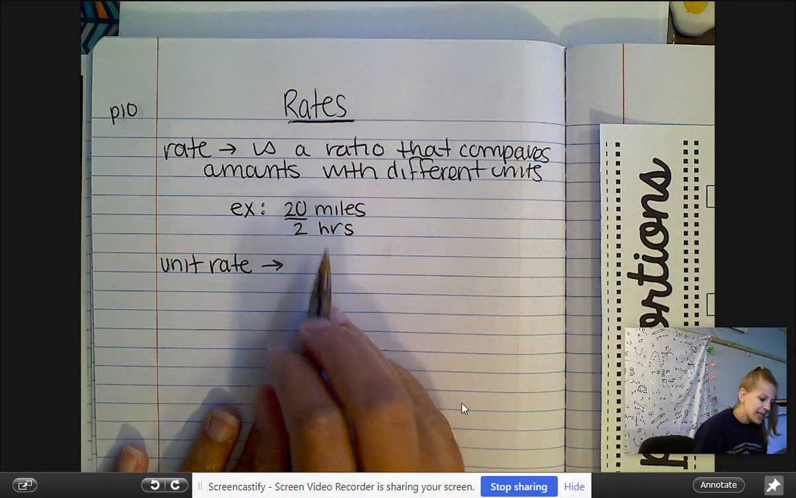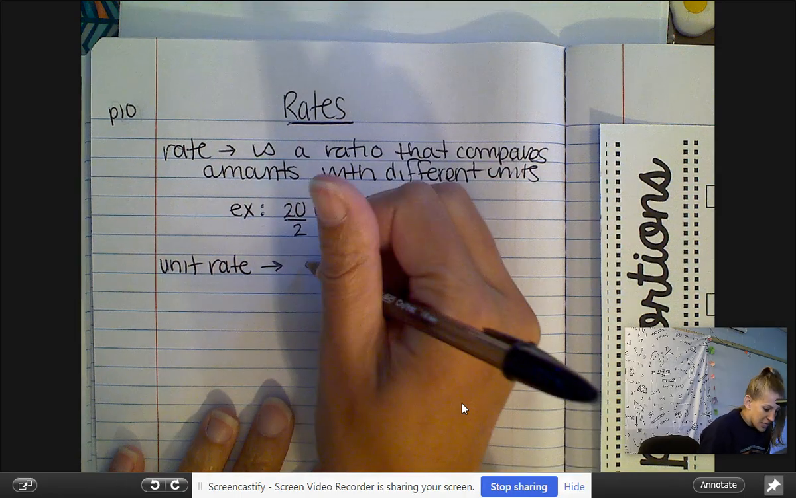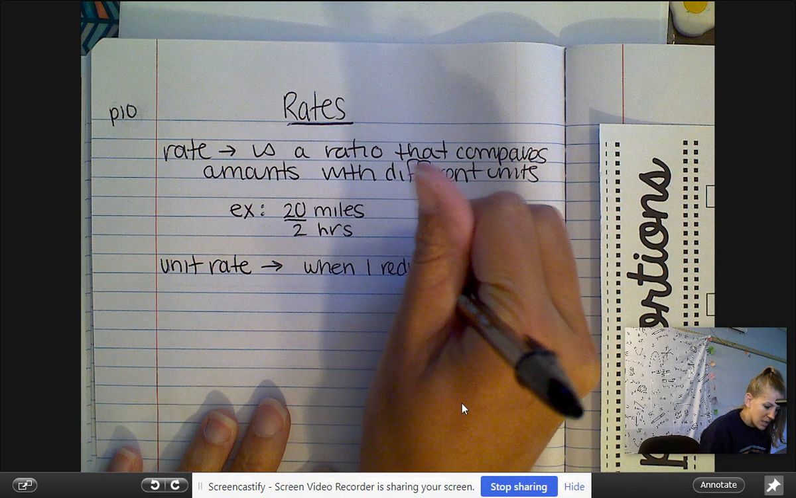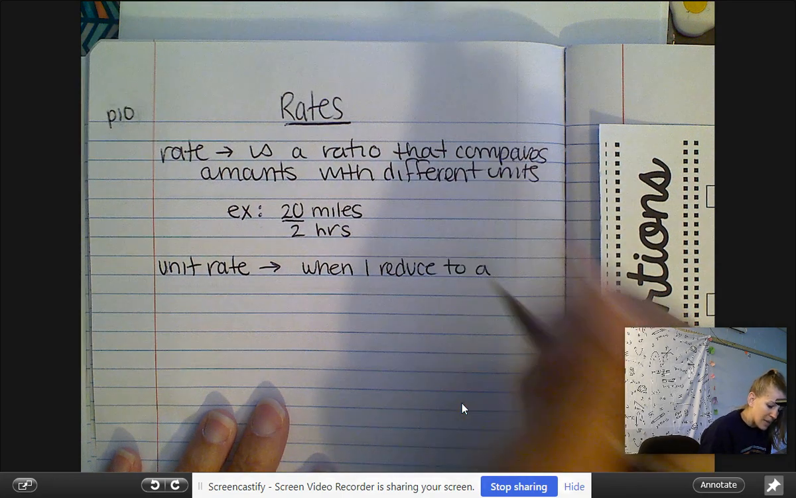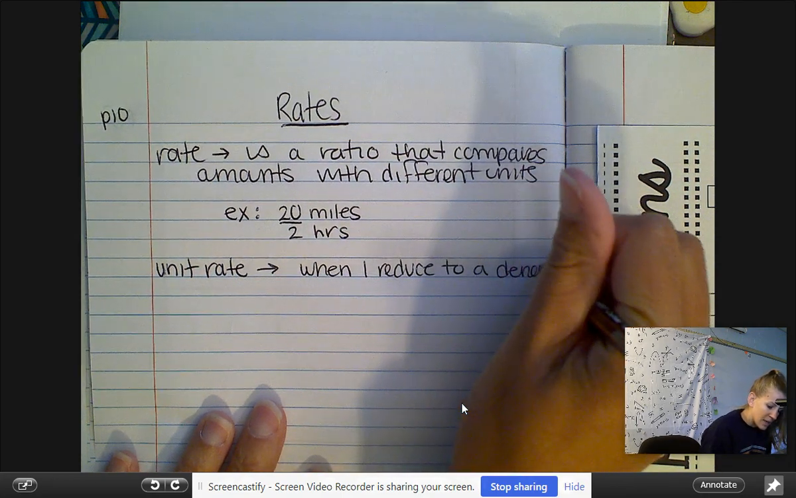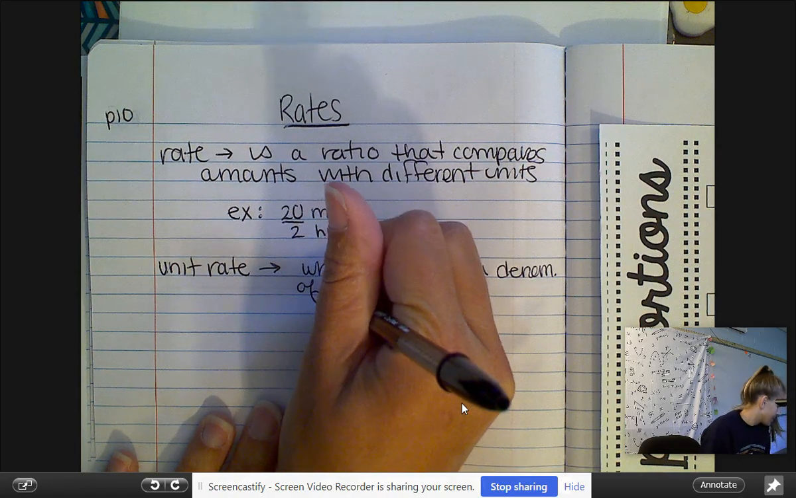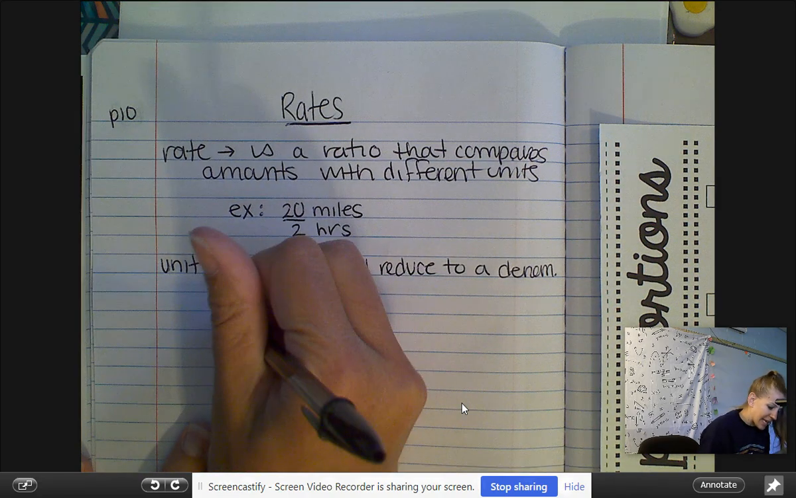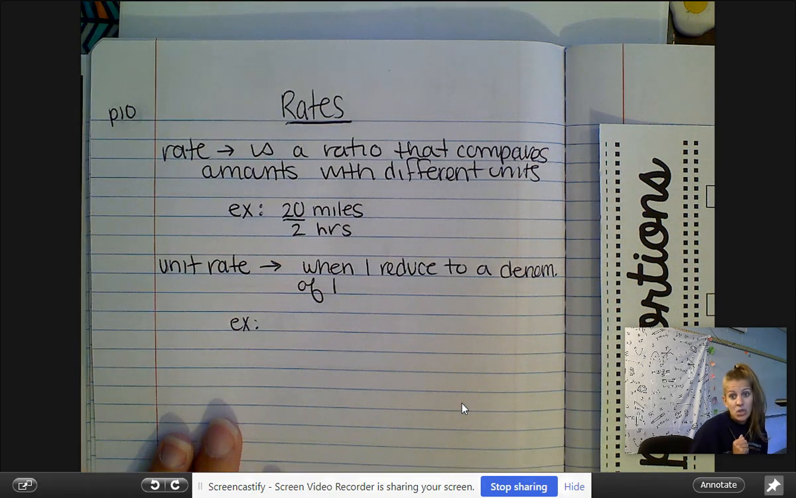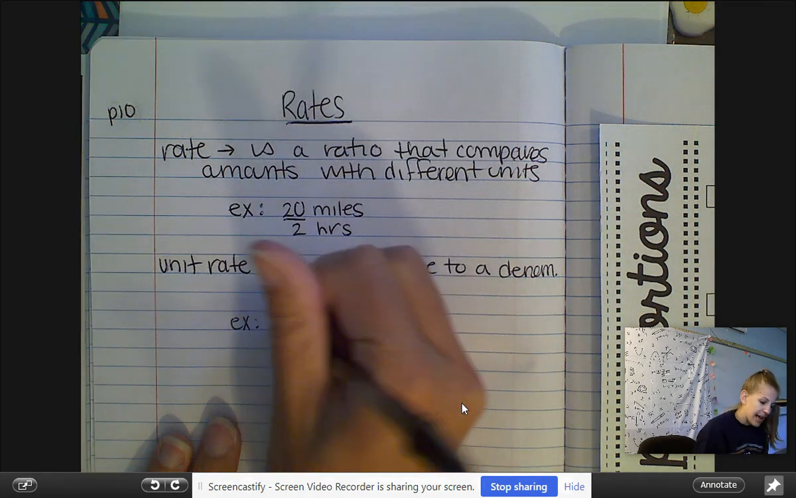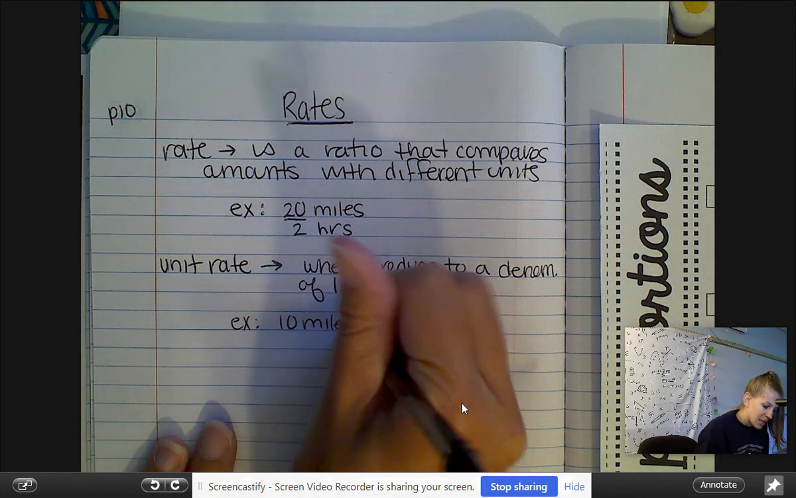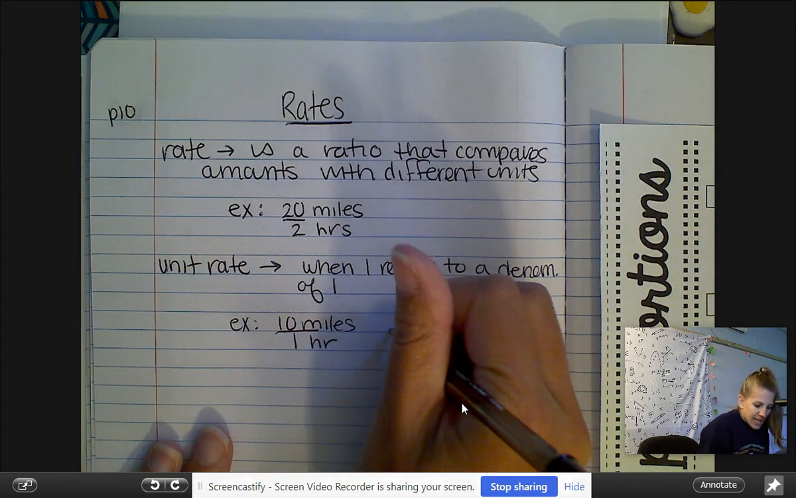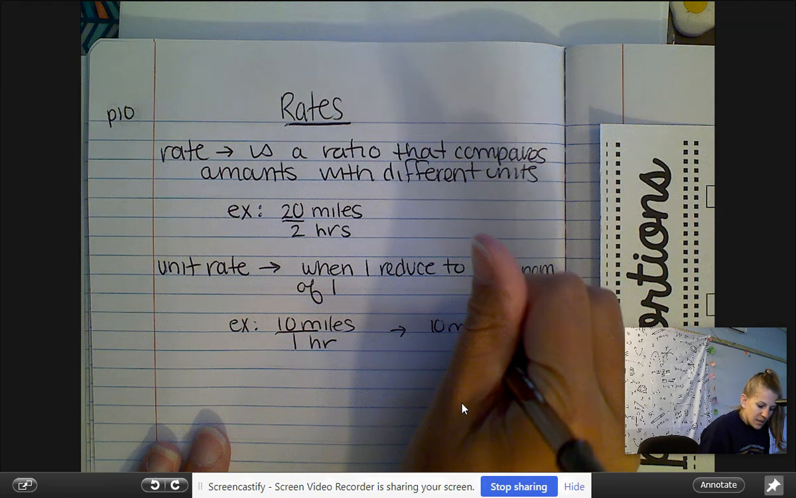So using this example over here, a unit rate is just when my denominator is 1. So when I reduce to a denominator of 1, or your bottom number, using that same example, that would be super simple to reduce. And we'd have 10 miles per 1 hour. Or I could just write that as 10 miles per hour. Cute.